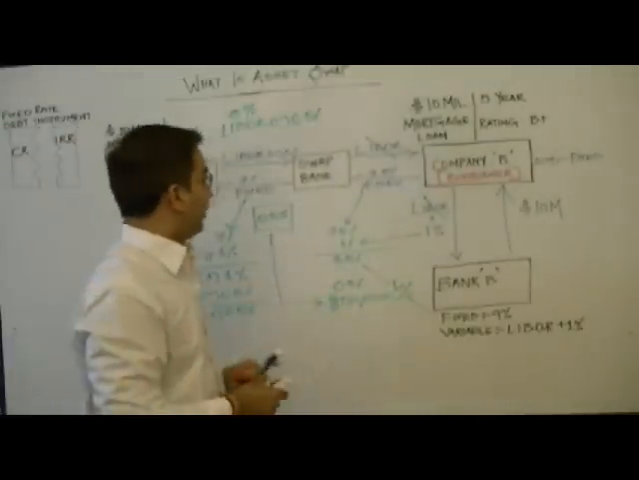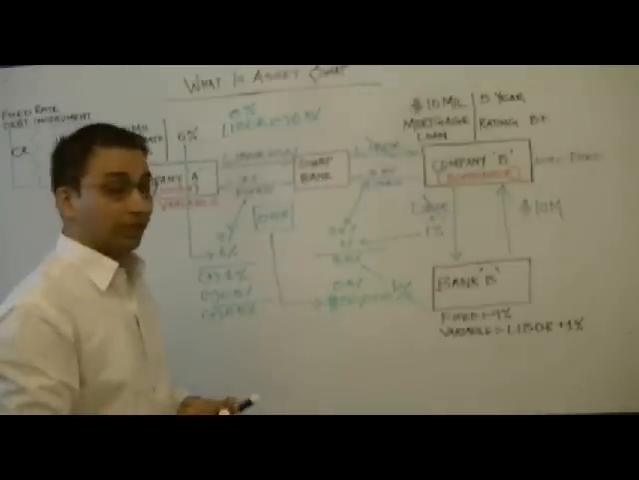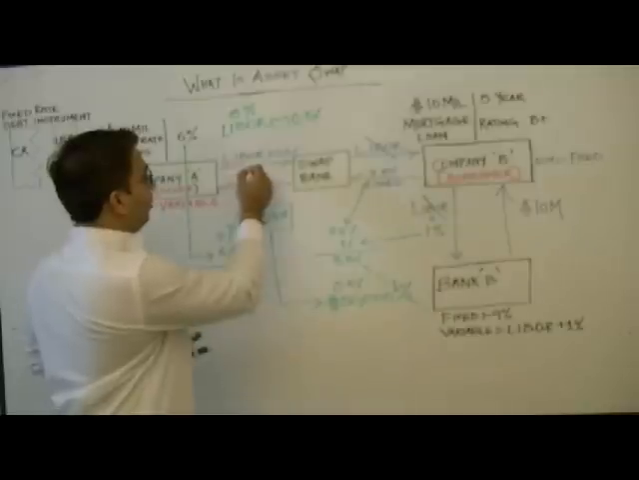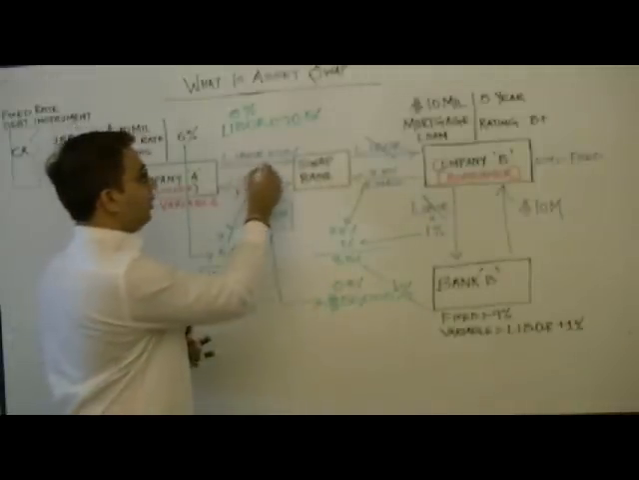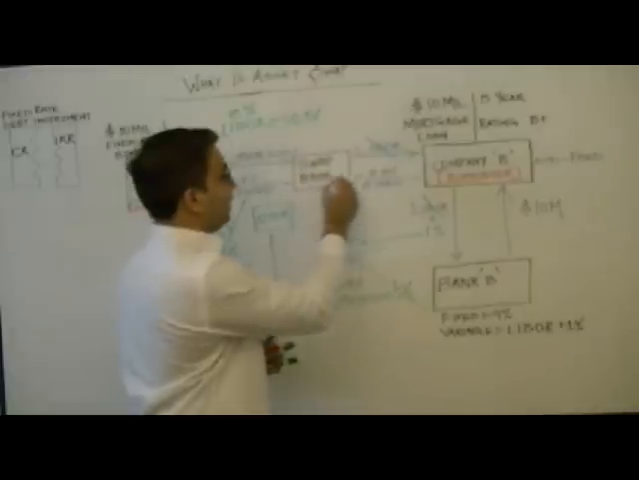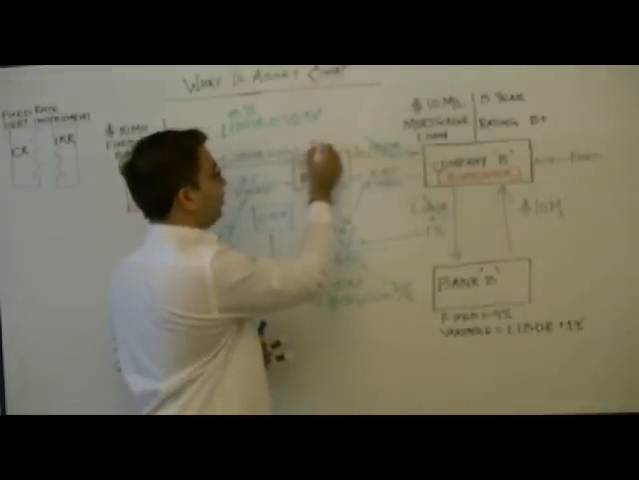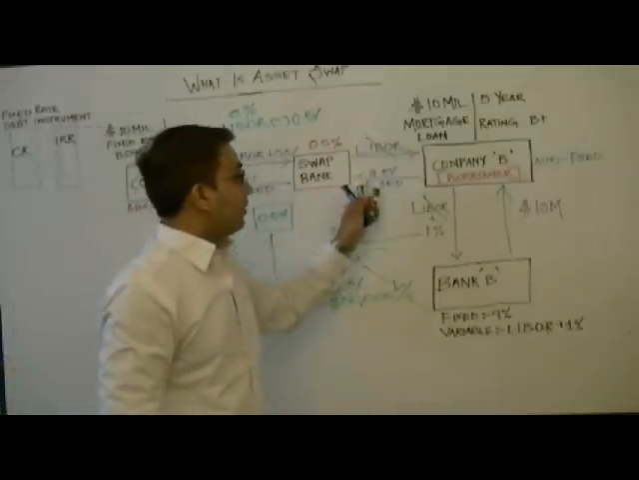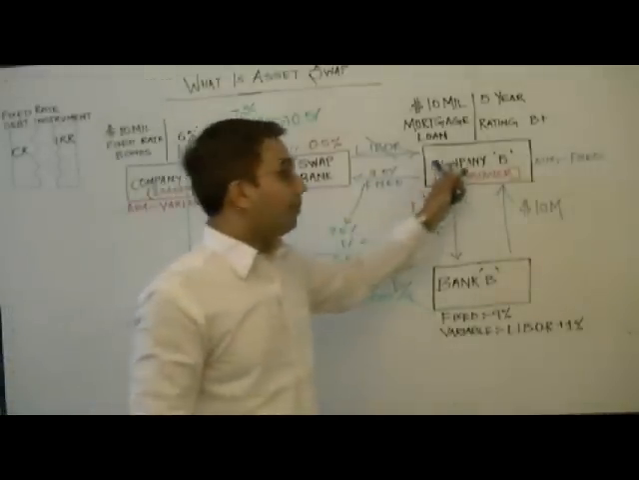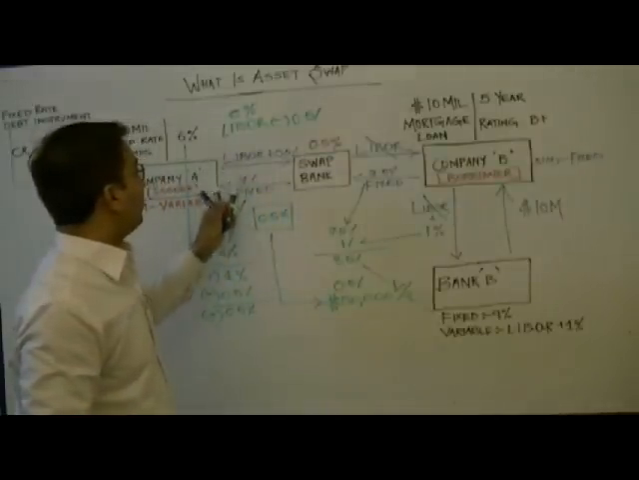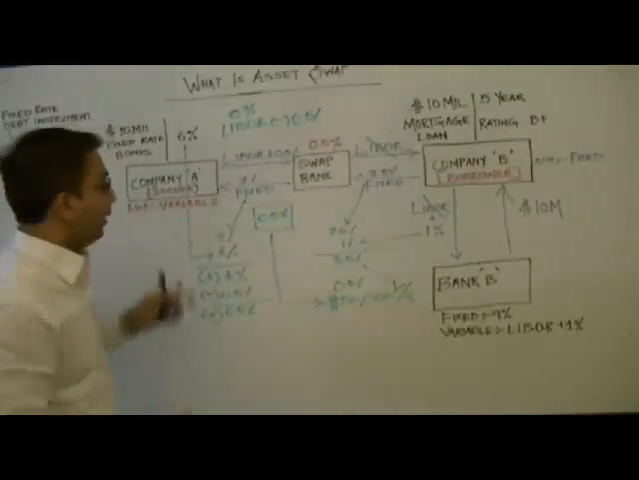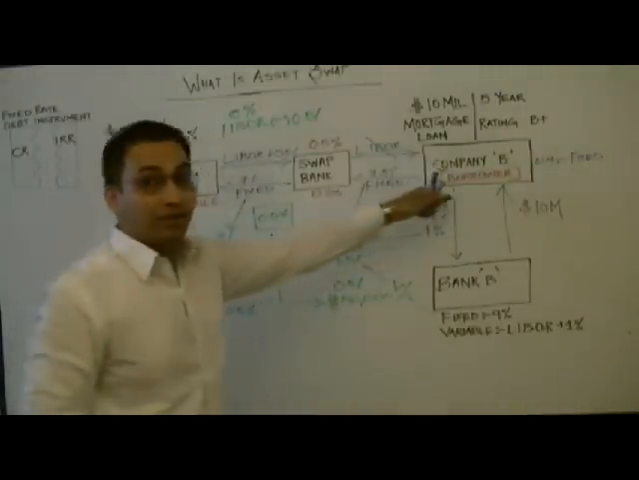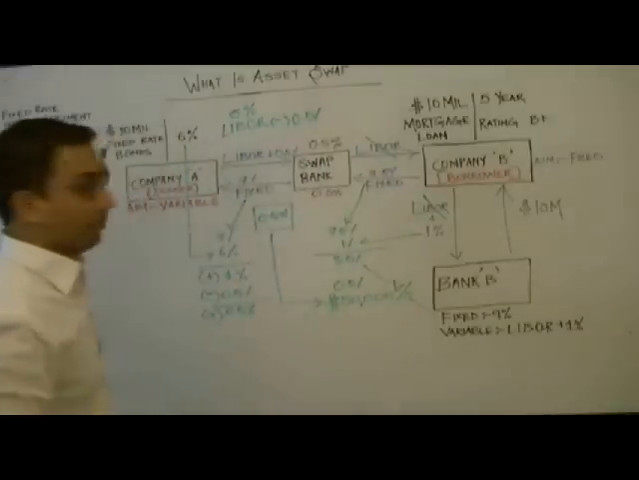So where's the magic part for the swap bank? Now we are going to see how swap banks get benefited out of this whole transaction. Swap bank is receiving LIBOR plus 0.5% and just paying LIBOR. So they are saving 0.5% here. Swap bank is receiving 7.5% fixed interest rate from company B and paying back 7% fixed interest rate to company A, saving 0.5% from this side of the transaction, 0.5% from this side of the transaction.